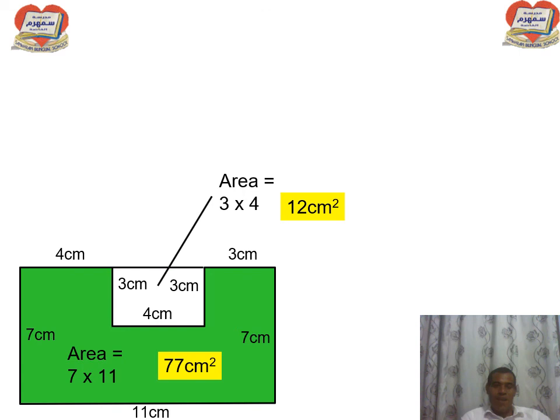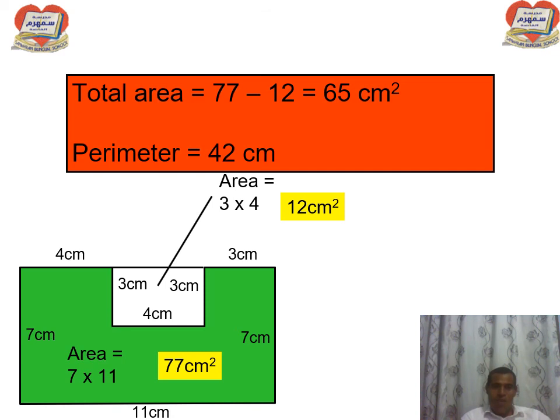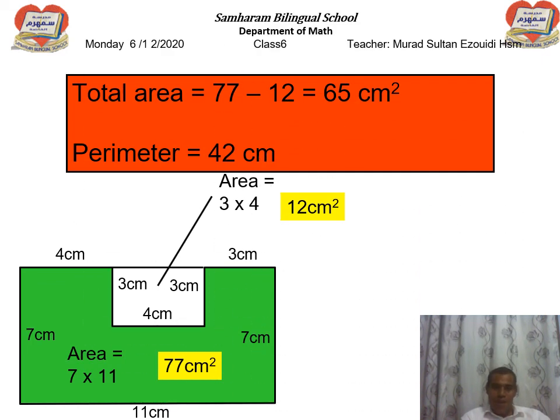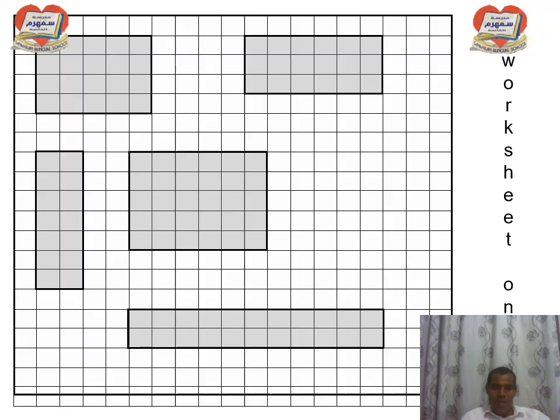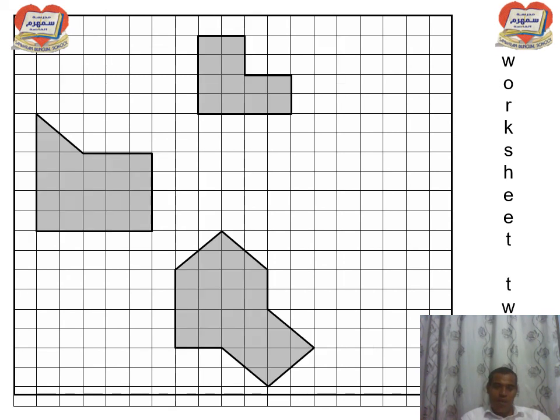So the area of the green compound shape is equal to 77 minus the area of the white rectangle. It will be 65. And if we'd like to find the perimeter, we already did this before. This is a worksheet I will give to you, inshallah. This is we did it.